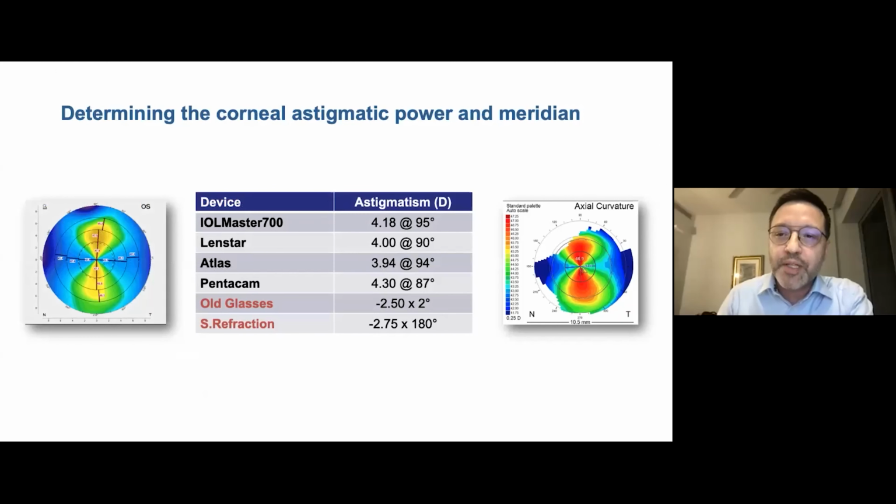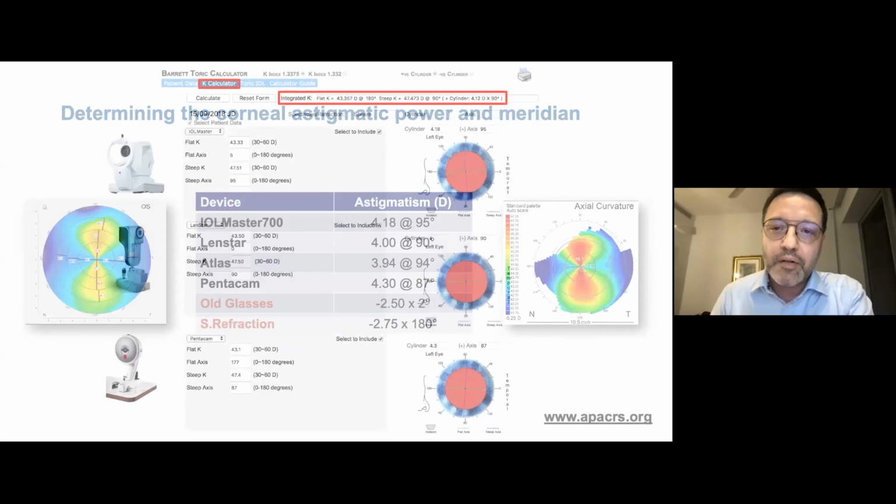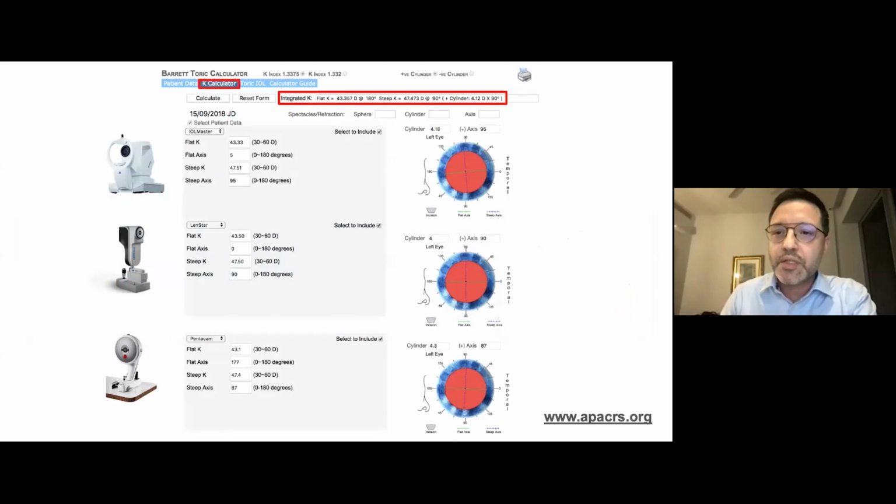However, measurements by 3 or more devices will typically produce 3 or more different values. So now you need to decide which values to use. You can either use your own clinical judgment, or another and easier alternative is to use software that will automatically generate it for you, such as the K-calculator feature on the Barrett Online Toric Calculator.